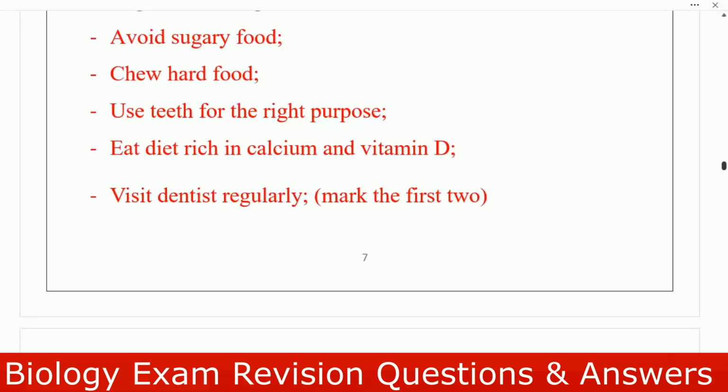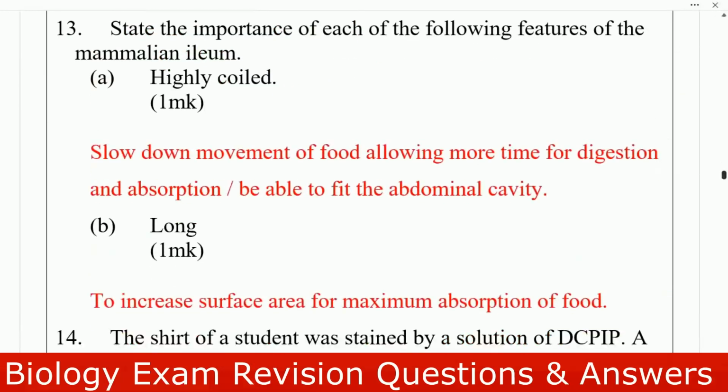Next, visit the dentist regularly. Number 13, state the importance of each of the following features of the mammalian ileum. It is highly coiled, to slow down movement of food, allowing more time for digestion and absorption, and to fit in the abdominal cavity. Number 2, it is long to increase surface area for maximum absorption of food.